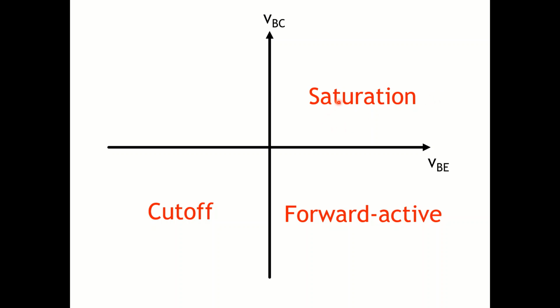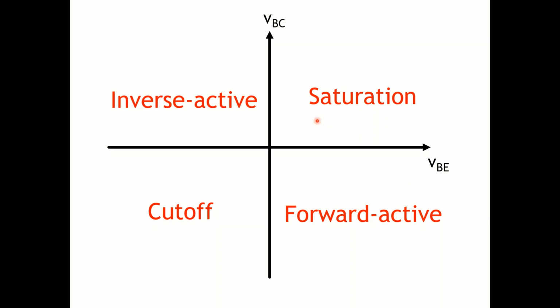So we basically cover mostly three modes of operation, right? We know the cutoff is when there's no base current, no collector current. We know the forward active is when the collector current increases linearly with the base current increase. And finally, it's the saturation when you increase the base current so much that the collector current cannot keep up, so it saturates.